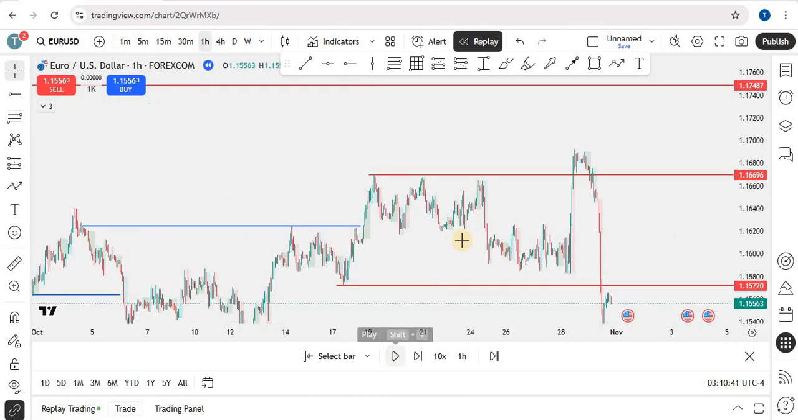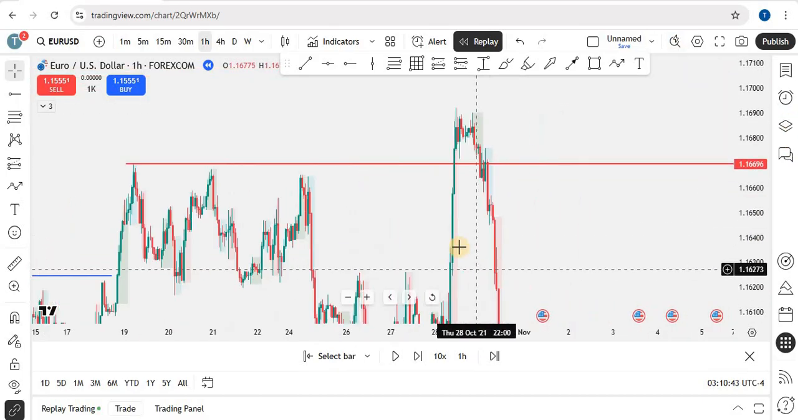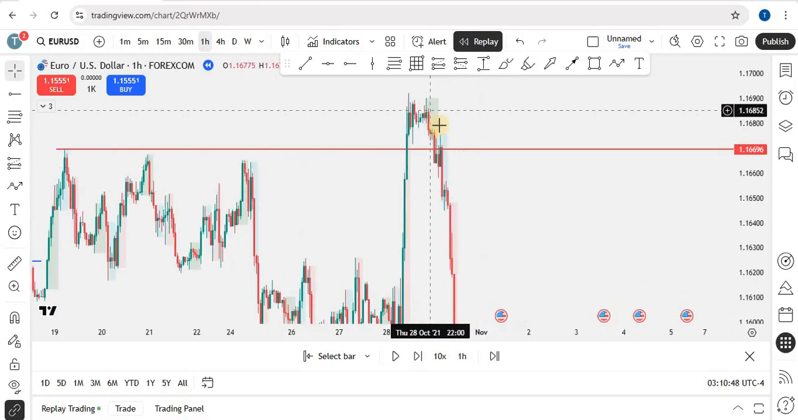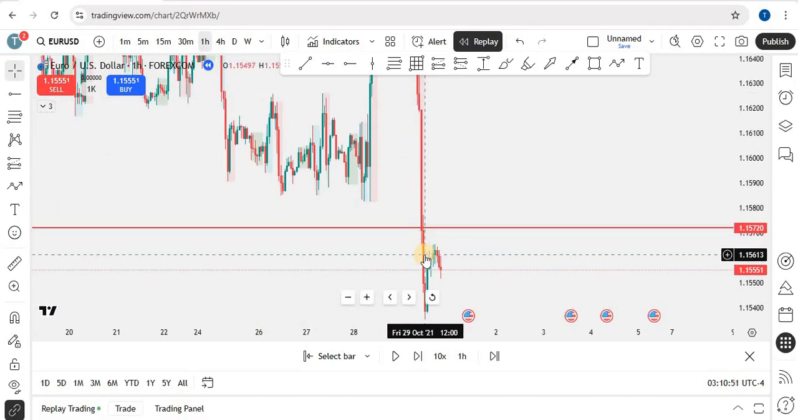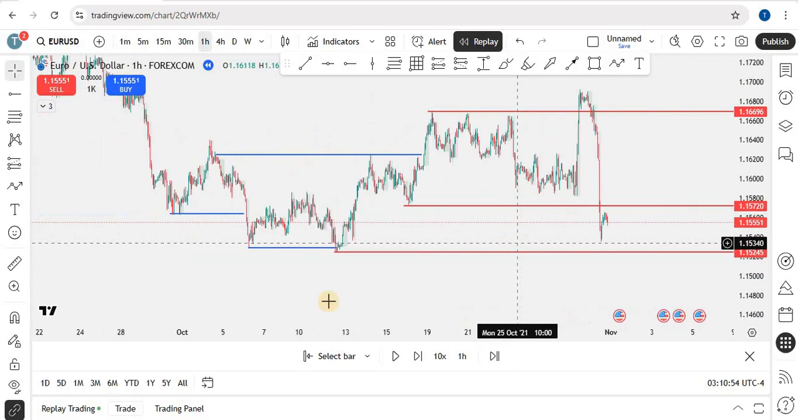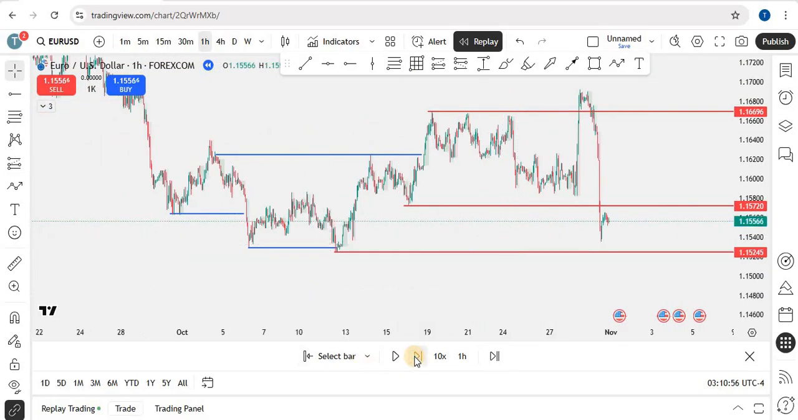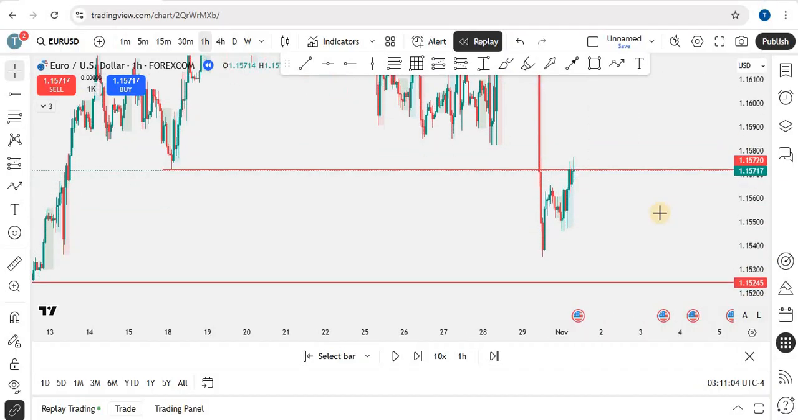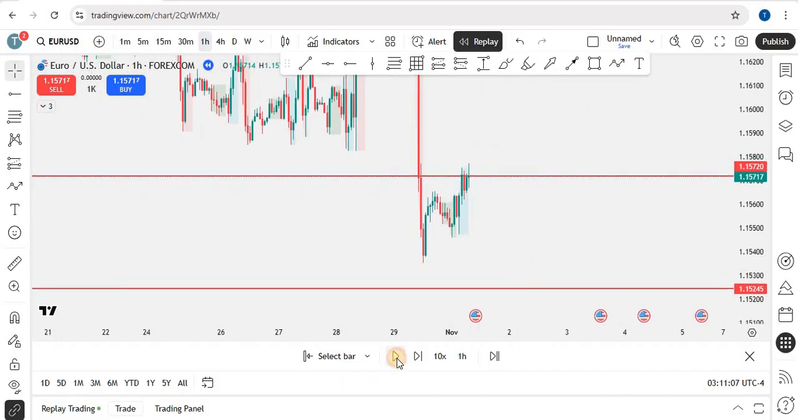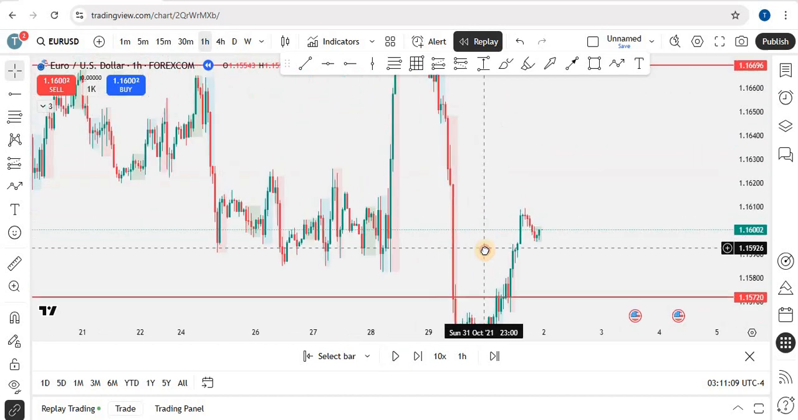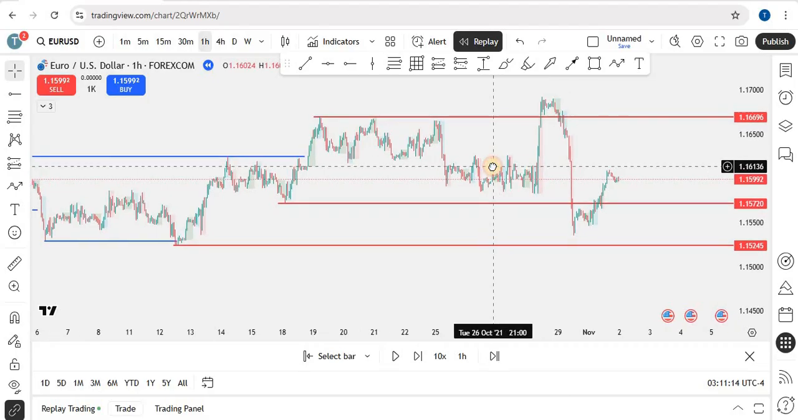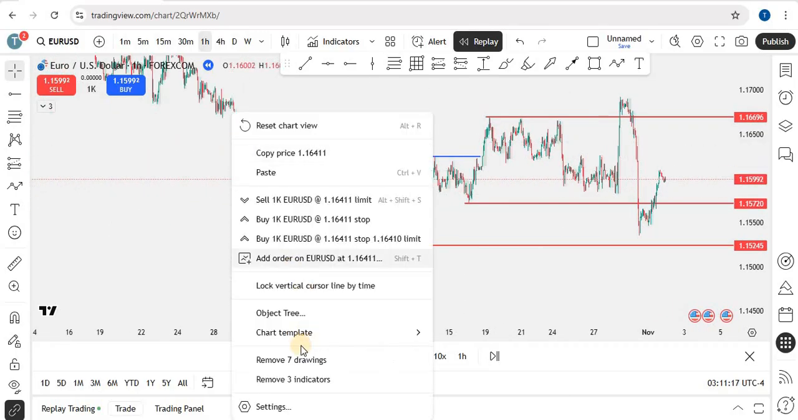See what happened. Liquidity sweep, come all the way to the downside. Liquidity sweep all the way to the upside. This is the beauty of this liquidity concept. Secret timing in macros hour.